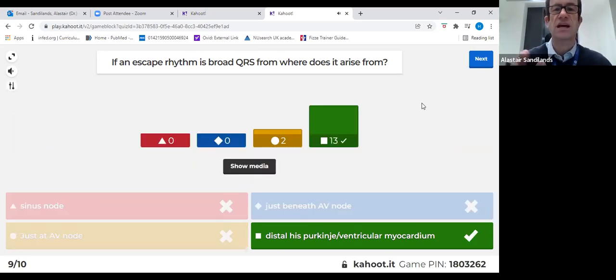Excellent. Yes, so now you're understanding when it's an escape rhythm in complete heart block, the AV node doesn't work, but below the AV node doesn't work, and then all down the bundles it doesn't work. So it's very distal that the escape beat will happen. It's got longer to travel, and it becomes a broad beat, a regular broad QRS. Well done.